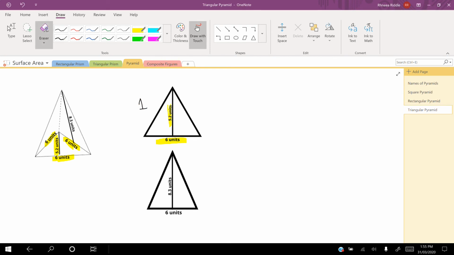Now, if we look at the other triangle, we see that it also has a base of 6, which we saw on all sides of the triangle base. We see that it has a height of 8.3. And we can see that height here, 8.3. So we know that the height of our triangle tells us that the triangular faces are the 3 sides to this triangle. So there are 3 triangles here.